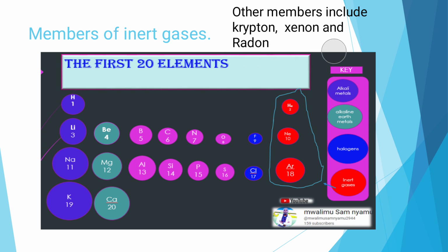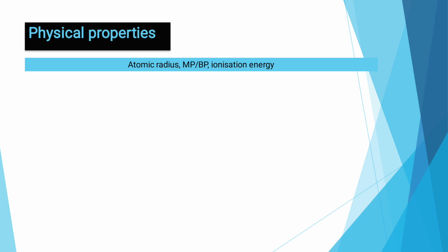The reason why I didn't include these ones in my periodic table is because they are heavy, or they have higher atomic numbers, and therefore do not appear among the first 20 elements of the periodic table. So for the first 20 elements we have helium, neon and argon, and these are the elements that we'll be looking into as we go through the clip.